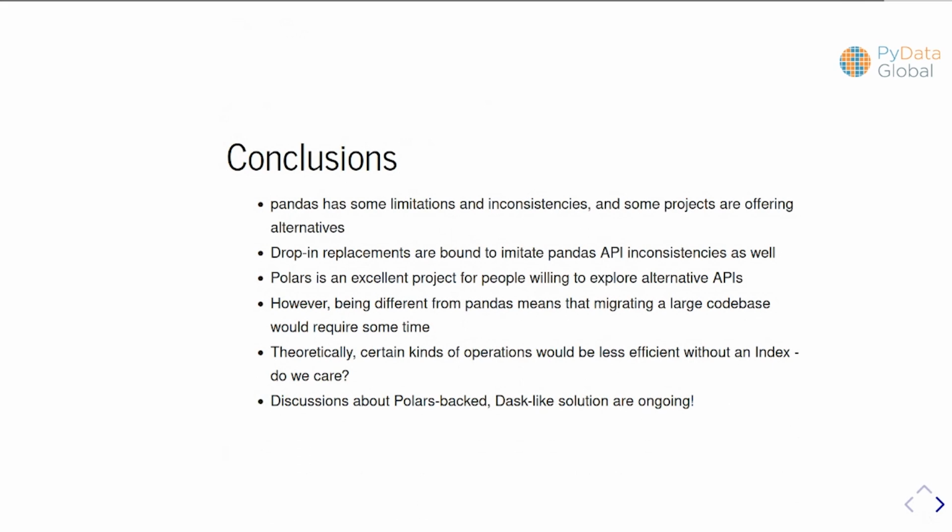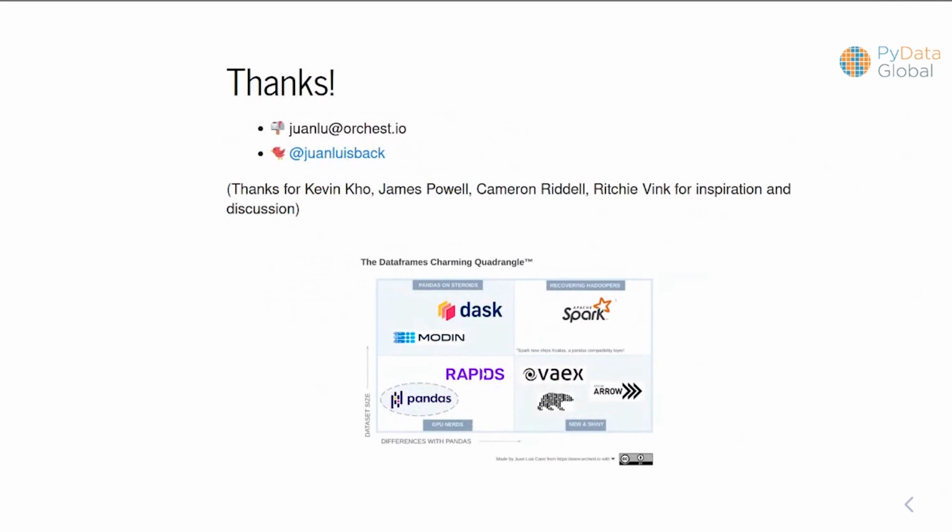So some conclusions: pandas has some limitations and inconsistencies. By imitating the pandas API, you're necessarily bound to reproduce some of those inconsistencies. And Polars is an excellent project that departs from the pandas API, but nonetheless provides some very interesting capabilities. And I bet that in the very near future, there's going to be a distributed solution based on Polars that's going to be awesome. So thank you very much.